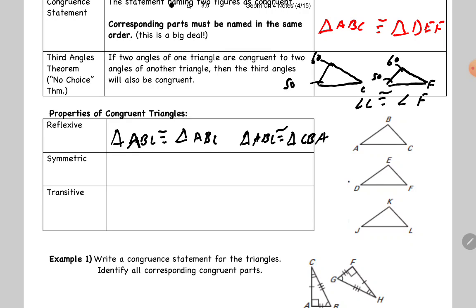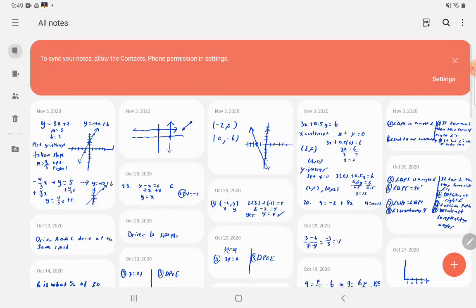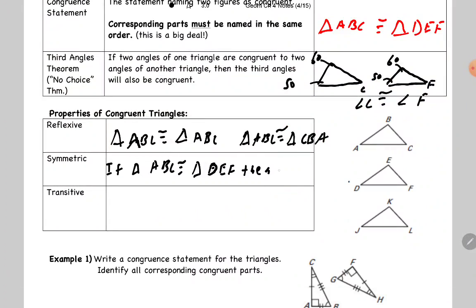Symmetric property. So this would be saying if triangle ABC was congruent to DEF, then you can swap them. Then triangle DEF is congruent to triangle ABC.